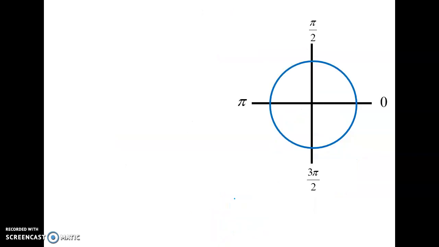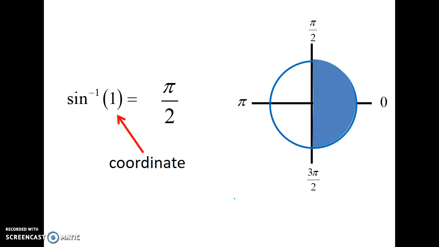All right, so let's try some examples. Looking at the right side of the unit circle, we're trying to find out what y value is going to be 1. There's only one y value at 1, and that is positive pi over 2.